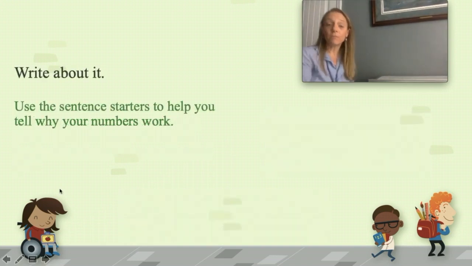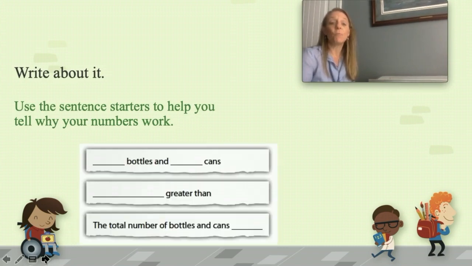And then, of course, we're going to write about it. So we have some sentence starters that you can use to help you tell why your numbers work. Because remember, that was part of our directions, to explain why your numbers work based on the goals that the class had. So we have blank bottles and cans, blank greater than, the total number of bottles and cans. Okay, so those are just sentence starters. It's not a complete sentence, though. So you're going to have to add a little bit more to it.